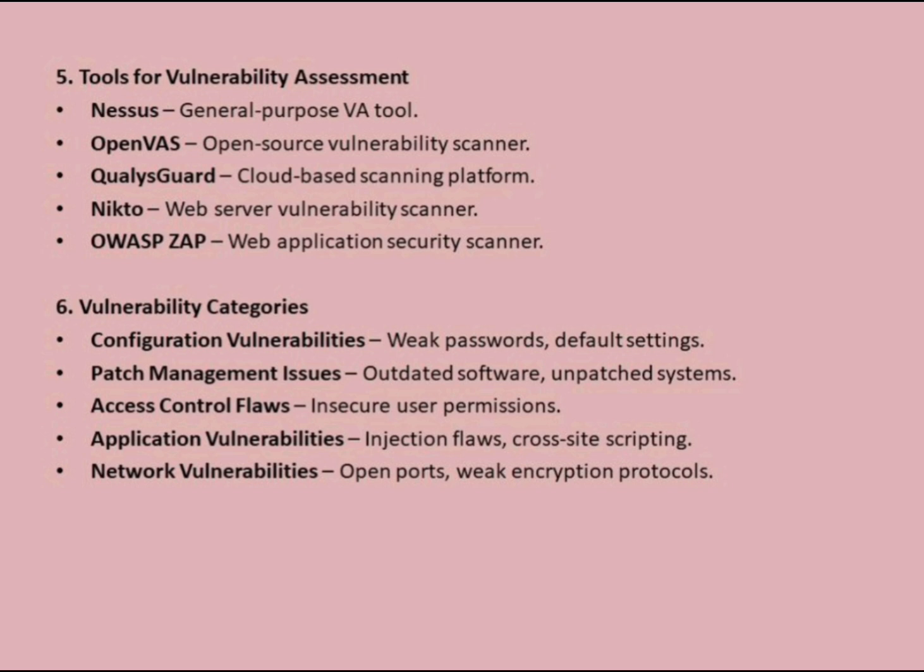QualysGuard. This is a cloud-based vulnerability management tool. Unlike Nessus and OpenVAS, it doesn't need to be installed locally. It scans systems over the internet. Example: a company using Amazon Web Services, AWS, can use QualysGuard to scan their cloud-hosted servers for risks.